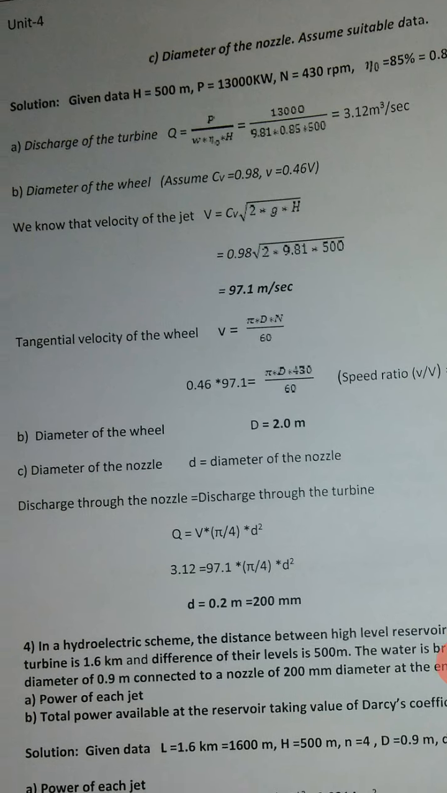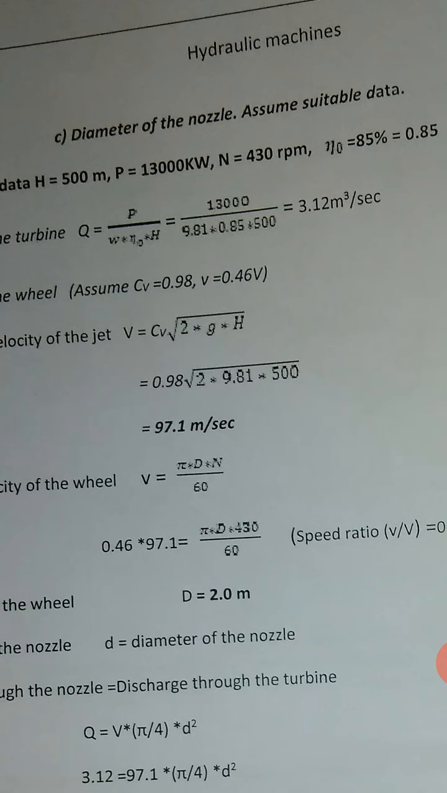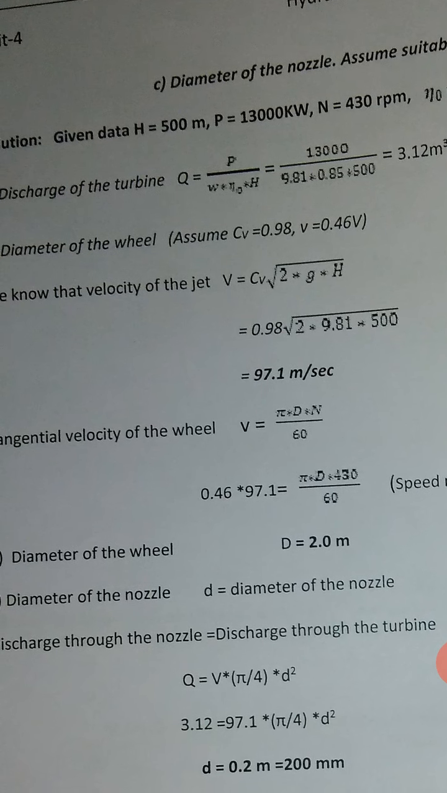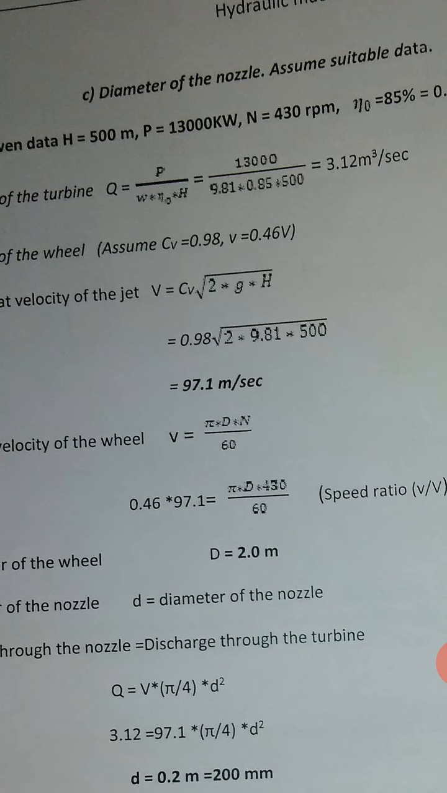Here the given data: H equals 500 meters, power equals 13,000 kilowatts, N equals 430 rpm, overall efficiency is 85%. Then the discharge of the turbine Q equals P divided by wQH, so Q will be taken to that side, then the overall efficiency times H. Overall efficiency is given as 85%. Therefore, the discharge equals 3.12 meter cube per second.